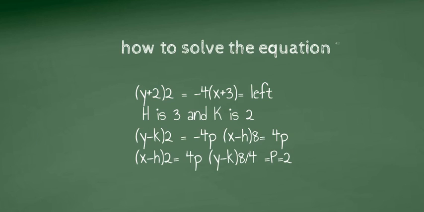So (x minus h) squared equals 4p (y minus k), and 8 equals 4p. Dividing 8 by 4, p equals 2, so p is 2 units. Dividing 4p by 4 is like a 1. So we can see that p has the value of 1, so this is going to be left.